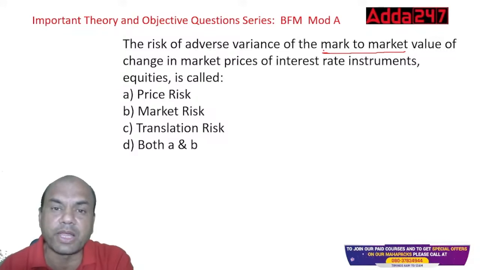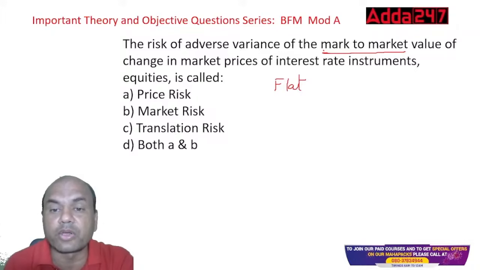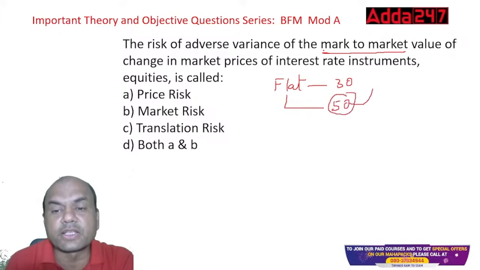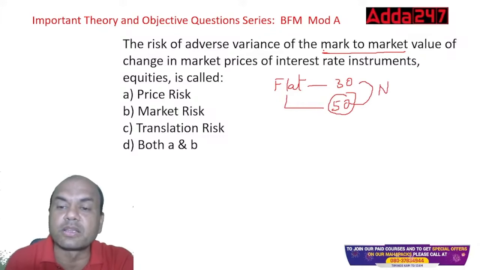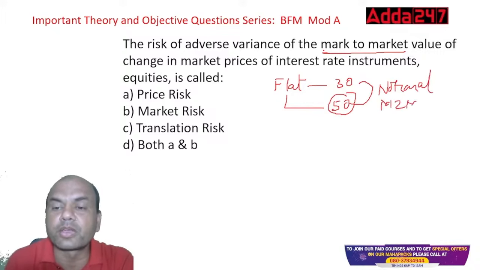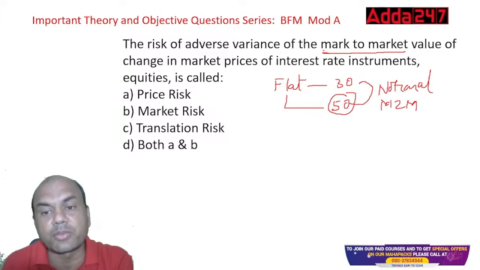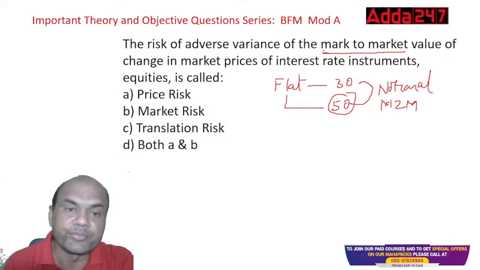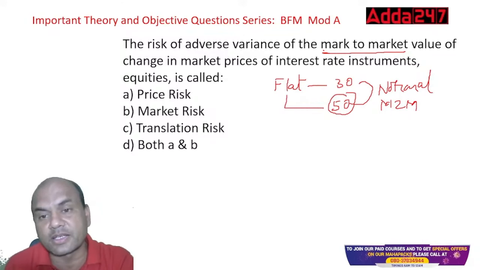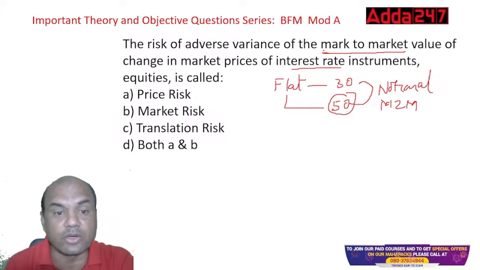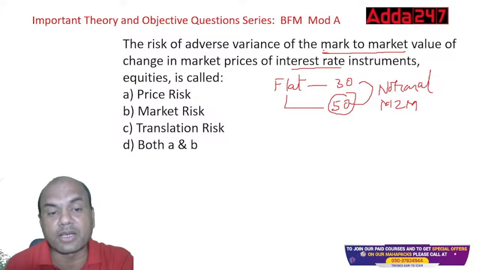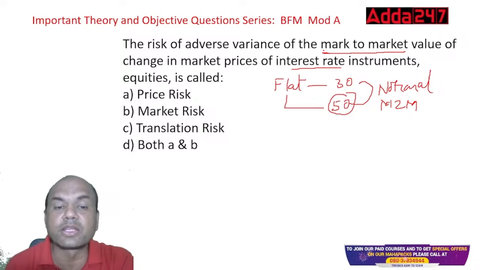Suppose you have purchased a flat. Right now you have bought it at, let's say, 30 lakhs. Now the flat is worth around 50 lakhs. This difference is known as notional, or mark to market, M2M. M2M means the rate at which I bought versus the present value of my security. So the risk of adverse variance of mark to market value, of change in market price of interest rate instruments, is called price risk, market risk, translation risk, or both A and B.